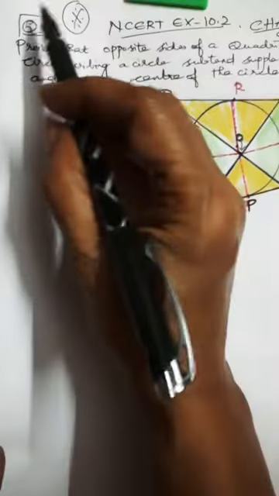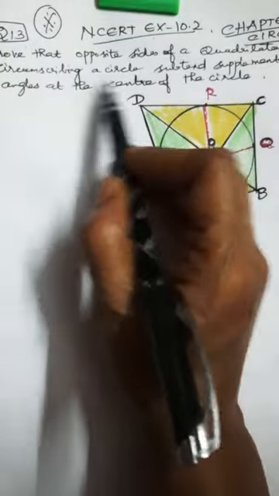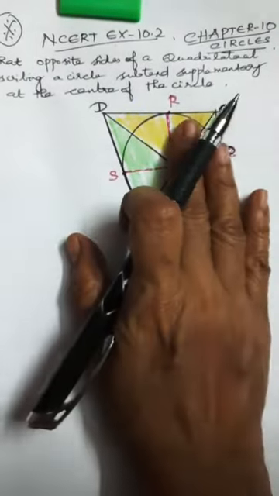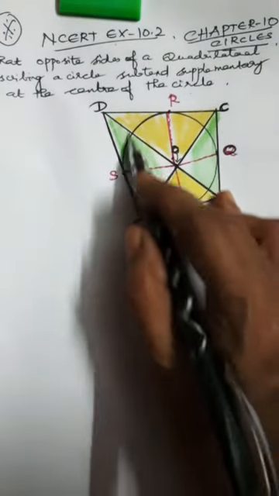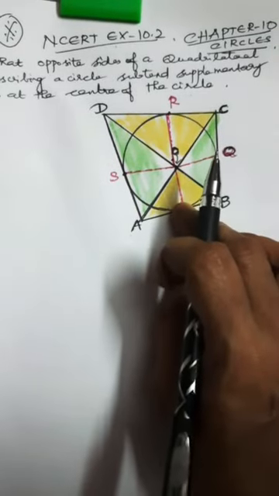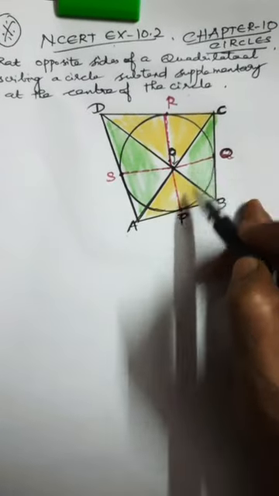Through this video, I am going to teach you question number 13, exercise 10.2 from your NCERT textbook, chapter 10, Circles. Prove that the opposite sides of the quadrilateral circumscribing a circle subtend supplementary angles at the center of the circle. See, let ABCD be a quadrilateral. It circumscribes a circle. Circumscribe a circle means it touches the circumference. The four sides of the quadrilateral touch the circumference of the circle at four different points.